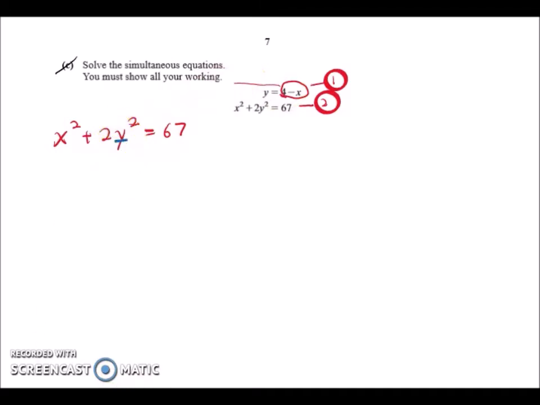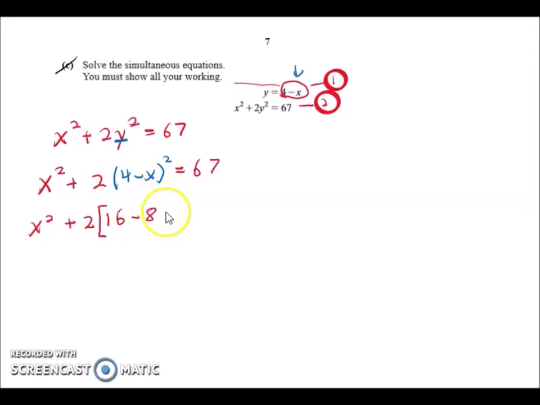I will write the remaining in red color, plus 2. You see there is a y here, right? We substitute 4 minus x, put a bracket squared, and then we equate it with 67. We have to expand this, right? When we expand this, make sure you put a bracket. We solve this one first. We will be getting 16 minus 8x plus x to the power of 2. This equals 67.